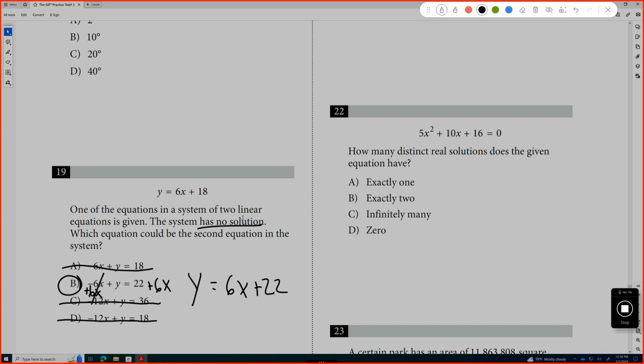Okay, for number 22, we need to know that in the quadratic formula, the expression inside the radical sign is called the discriminant. That's not what the question is, but just so you know.